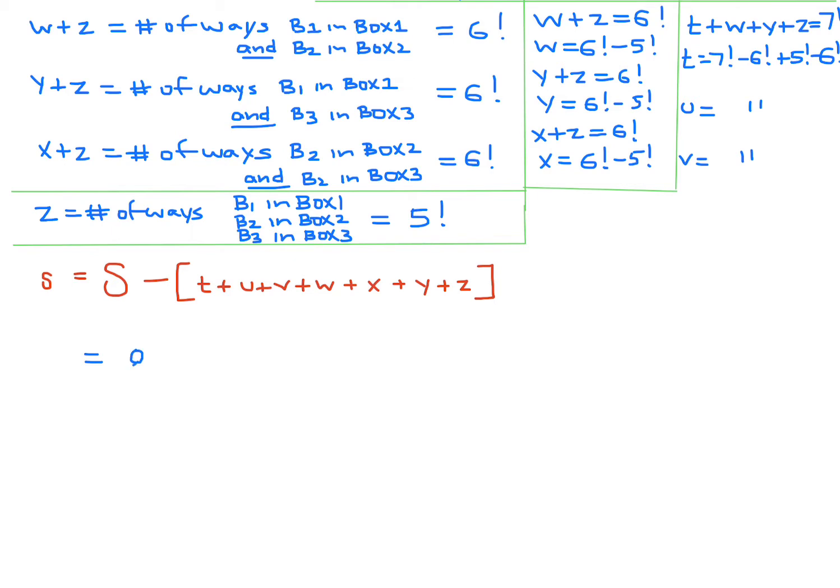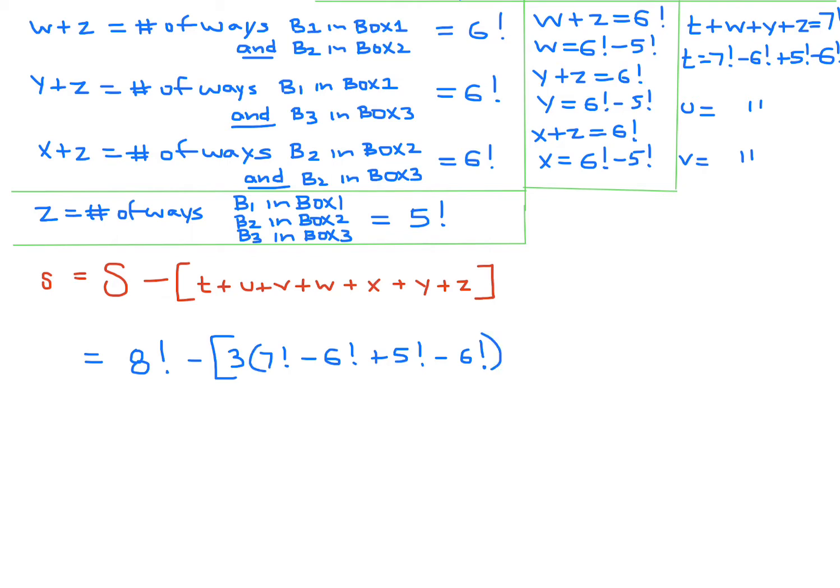S, if you remember, was the full universe, so that's 8 factorial. And then this big long thing, t, is 7 factorial minus 6 factorial plus 5 factorial minus 6 factorial. And then u and v are exactly the same. So instead of writing them all out, I can just multiply all that by 3.